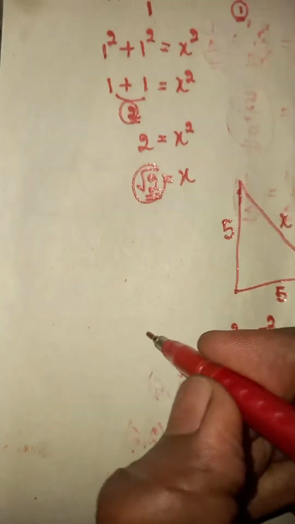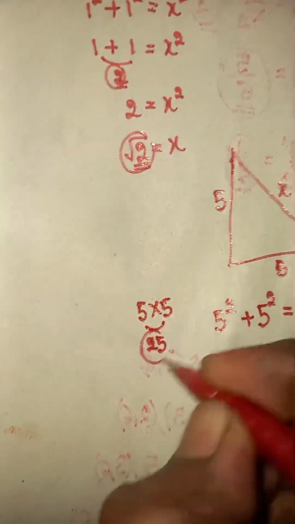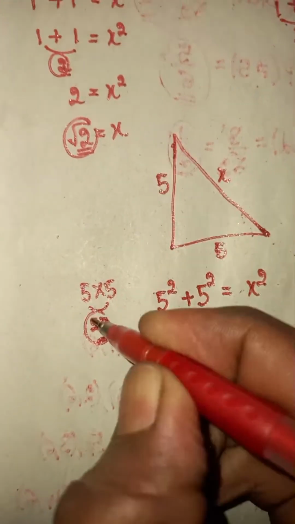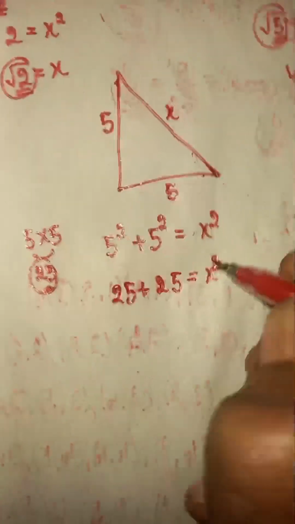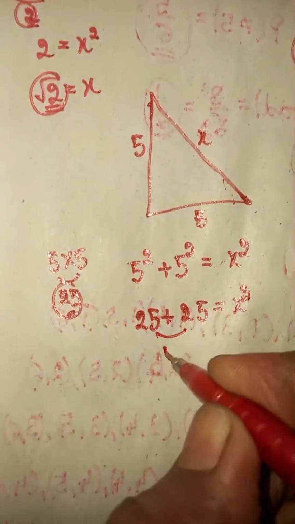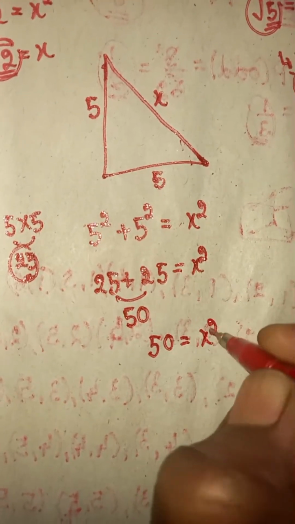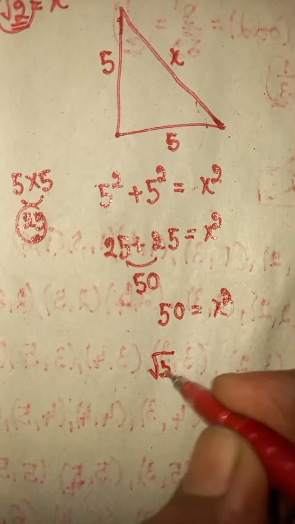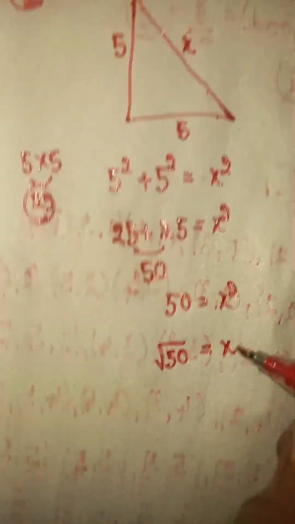This 5 square means you can write it as 5 times 5, which is 25. So this 5 square is 25, and this 5 square is also 25, which gives rise to x square. 25 plus 25 becomes 50. So 50 equals x square. Now this square comes to this side, it is going to become root, that is opposite. Root 50 equals x.